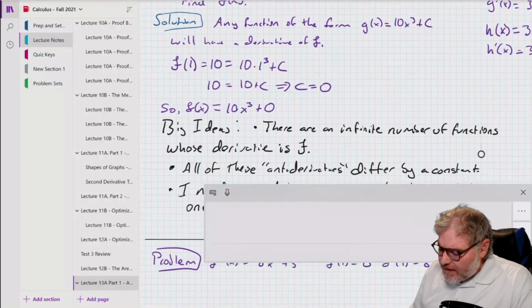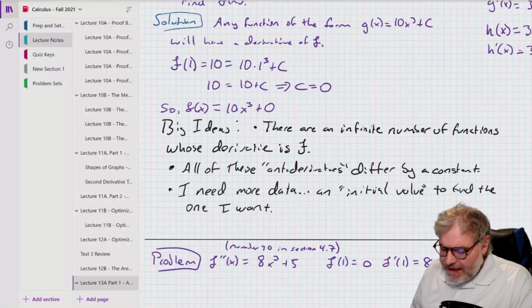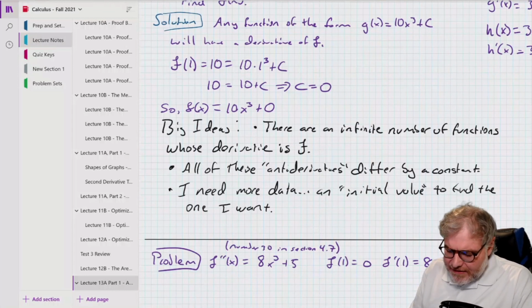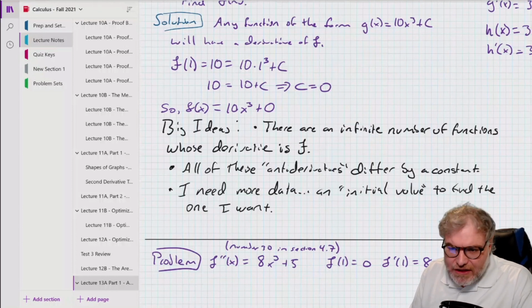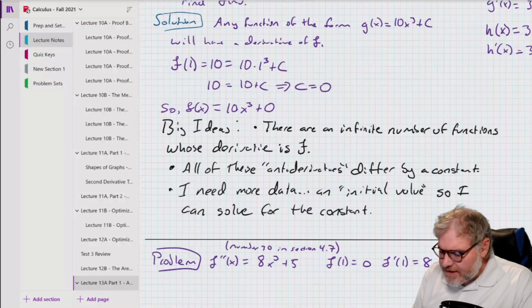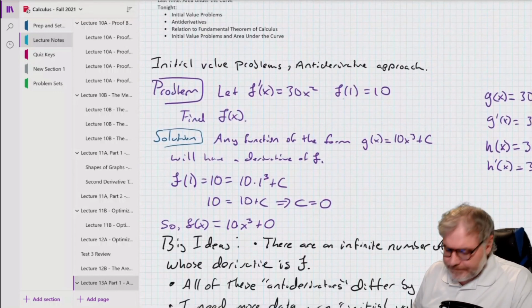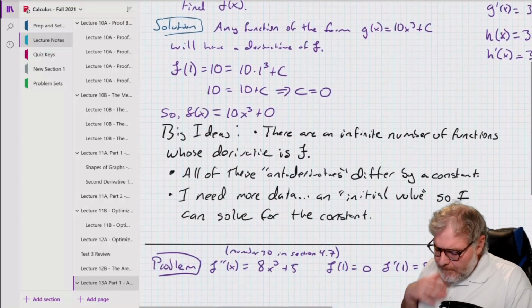All of these antiderivatives will differ by a constant. And if I want the specific function, I'm going to need a little bit more information so that I can solve for that constant. In this case, what I needed was the place where f of 1 equaled 10. Okay, so those are my big ideas.